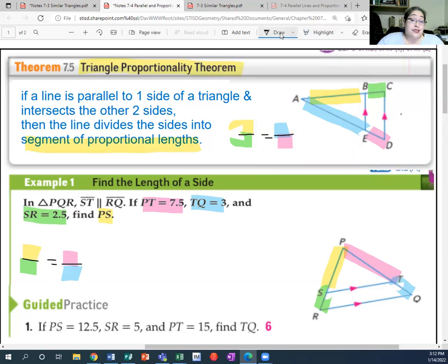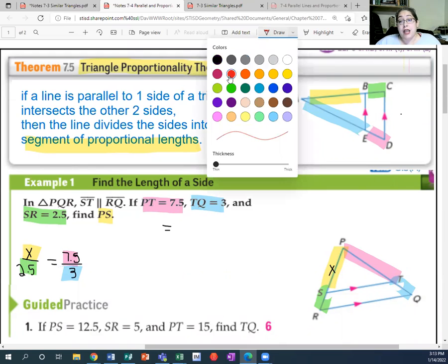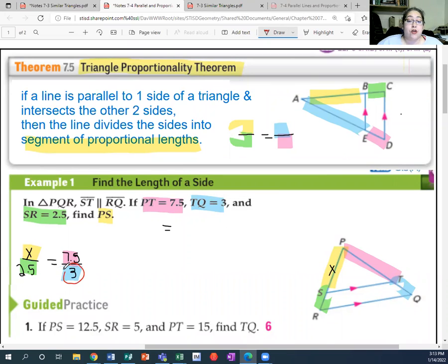All right, now I just need to find the information that match my colors, and I'm going to throw that in there. Because I don't know what PS is, I'm going to give it a variable. X is the easiest variable to deal with. I was told that SR is 2.5 and PT, which I colored in pink, is 7.5. And then the blue segment I was told was 3. And once again, we have that exact same setup where we have two fractions equal to each other. I can cross multiply and solve.